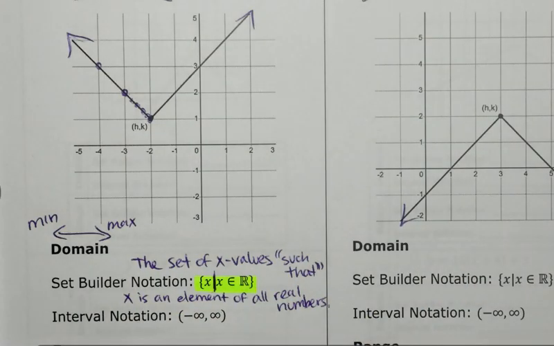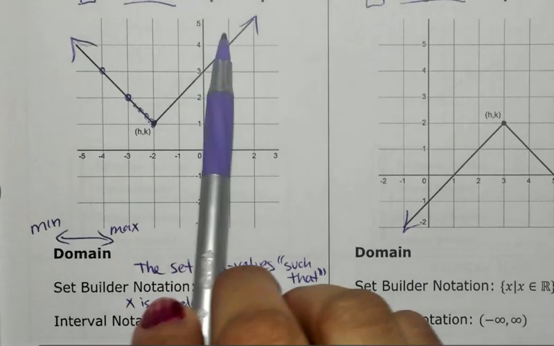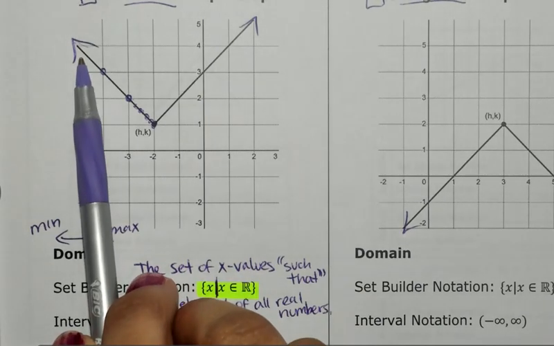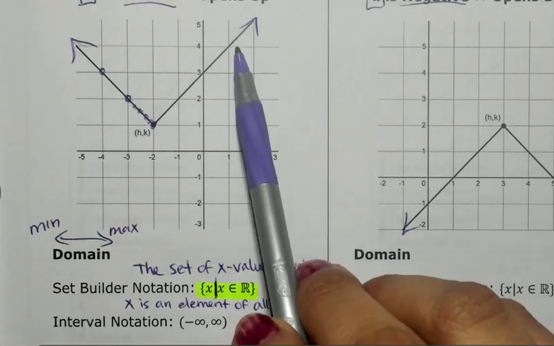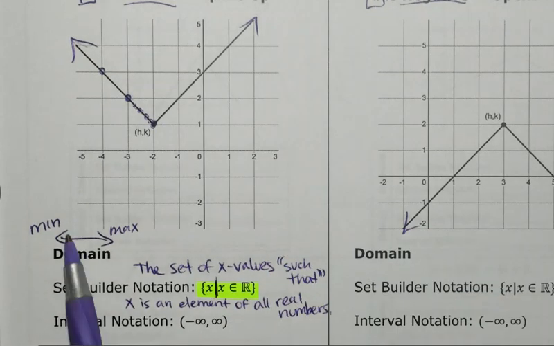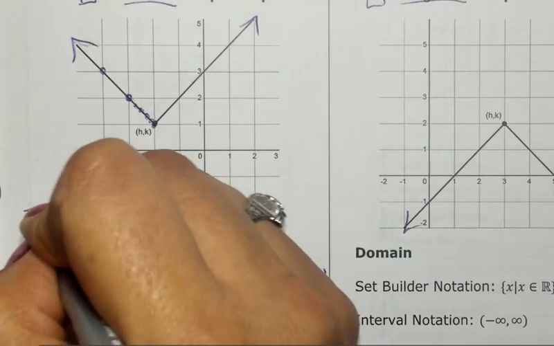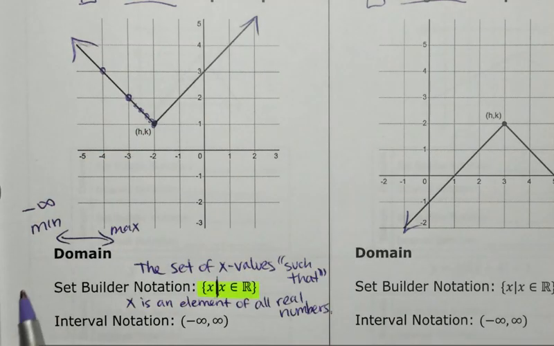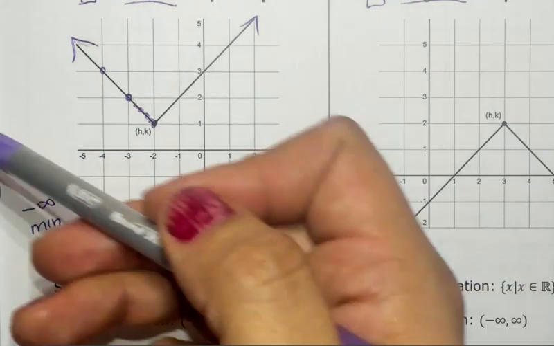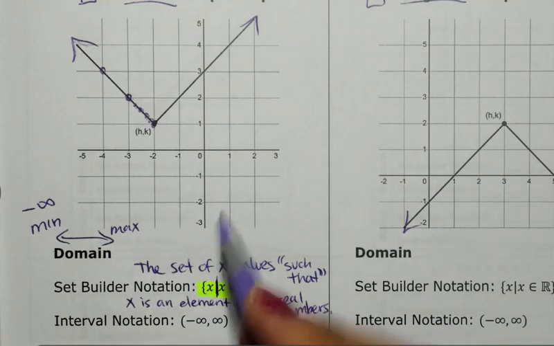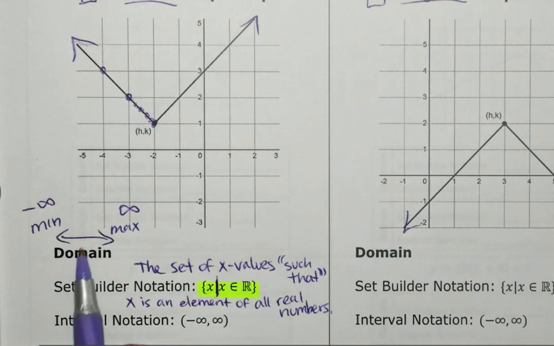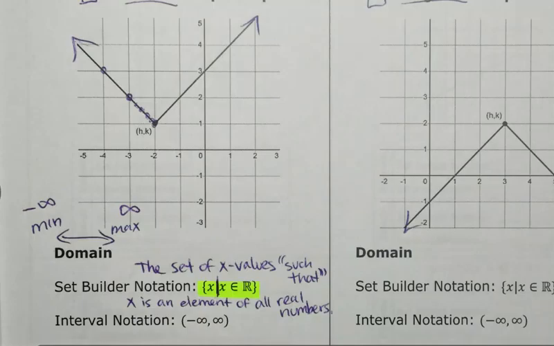You're just going to write a notation from here to here if it stops. But in this case, this graph goes on forever to the left, and then it goes on forever to the right, resulting in you writing that you have a negative infinity as your minimum, because it's going to go forever left, and then a positive infinity to the right, going forever to the right.